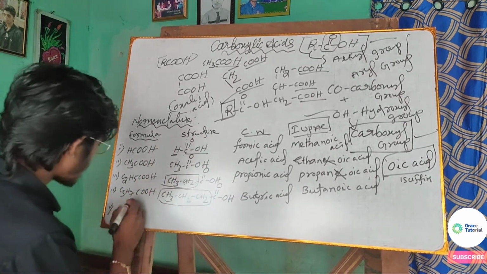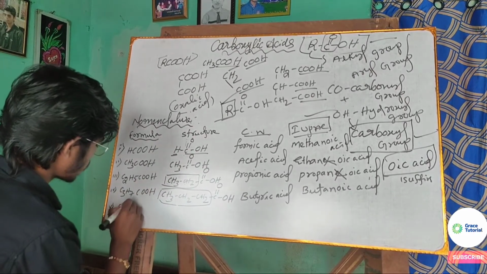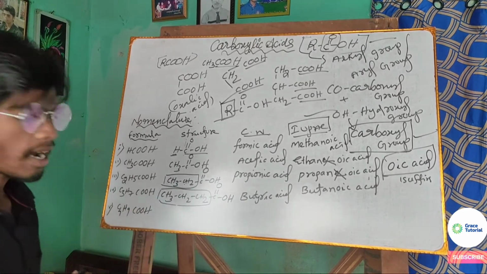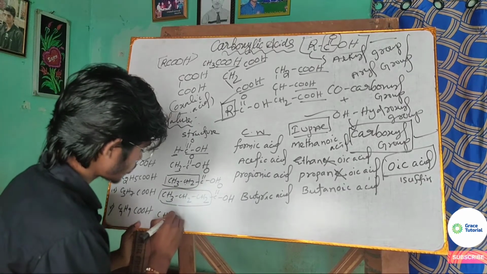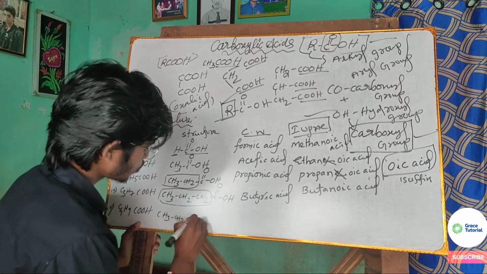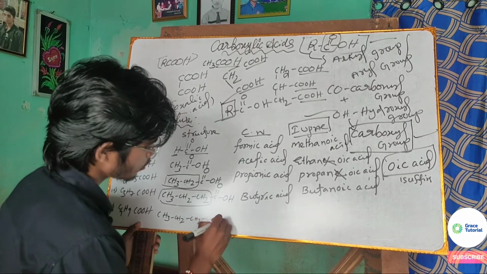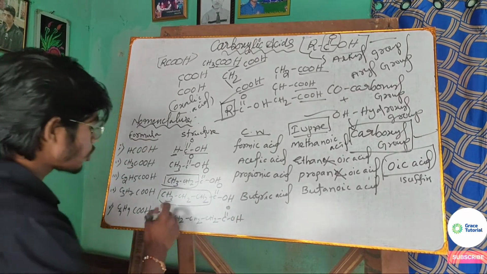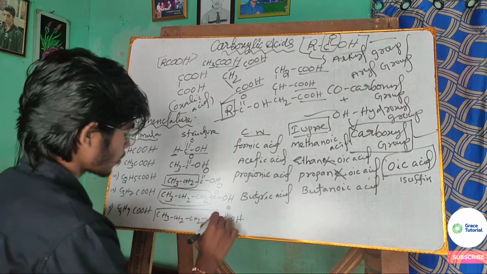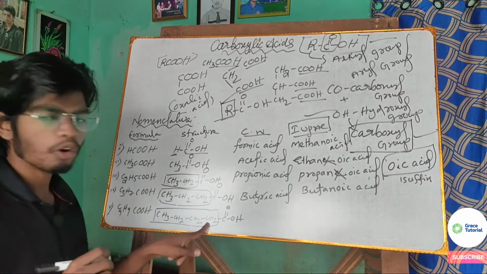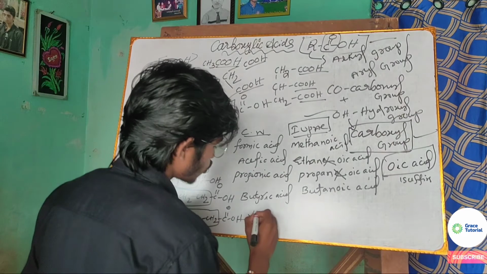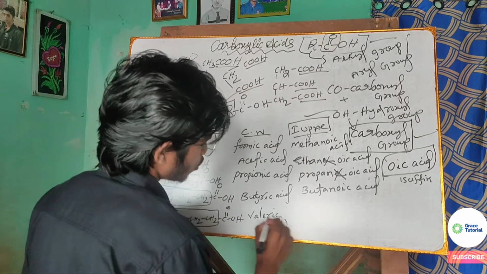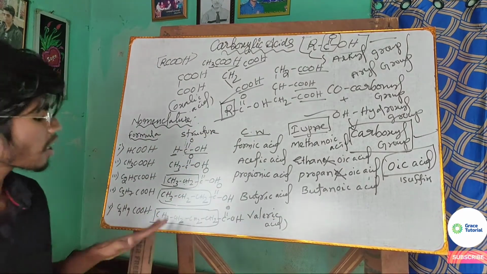Suppose I add one more alkyl group, that is C4H9 COOH, and the structure is CH3 CH2 CH2 CH2 COOH, and this is what you have as butyl, because 1, 2, 3, 4 carbon atoms are there, so butyl. So here you need to write valeric acid. So valeric acid is the common name of the compound.